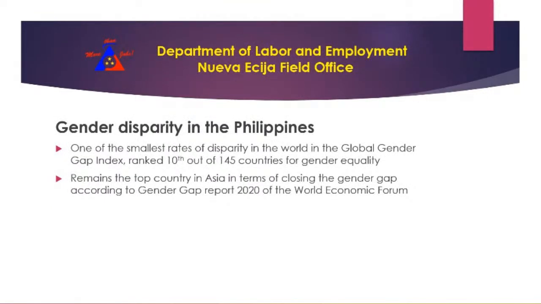Okay, what is the status of disparity in the Philippines? One of the smallest rates of disparity in the world in the Global Gender Gap Index, ranked 10th out of 145 countries for gender equality. And number 2, remains the top country in Asia in terms of closing the gender gap according to the Gender Gap Report 2020 of the World Economic Forum.